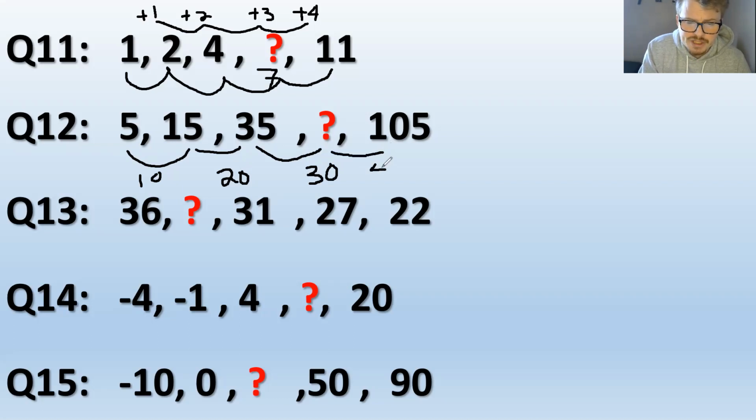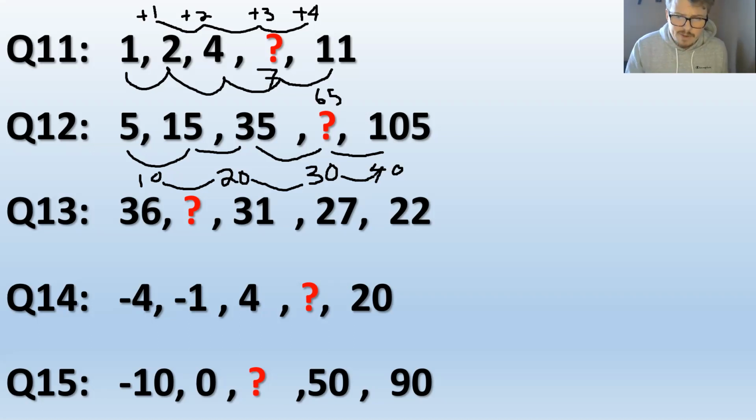But we're not 100% sure this is correct just yet. We need to check it first. So 35 plus 30 would give me 65. And you can see that 65 plus 40 would give me 105. So I know that that's correct. So once again, the number is changing: 10, 20, 30, 40. It's not going up by the same amount every time, but the difference between these numbers is consistent. It's going up by 10.